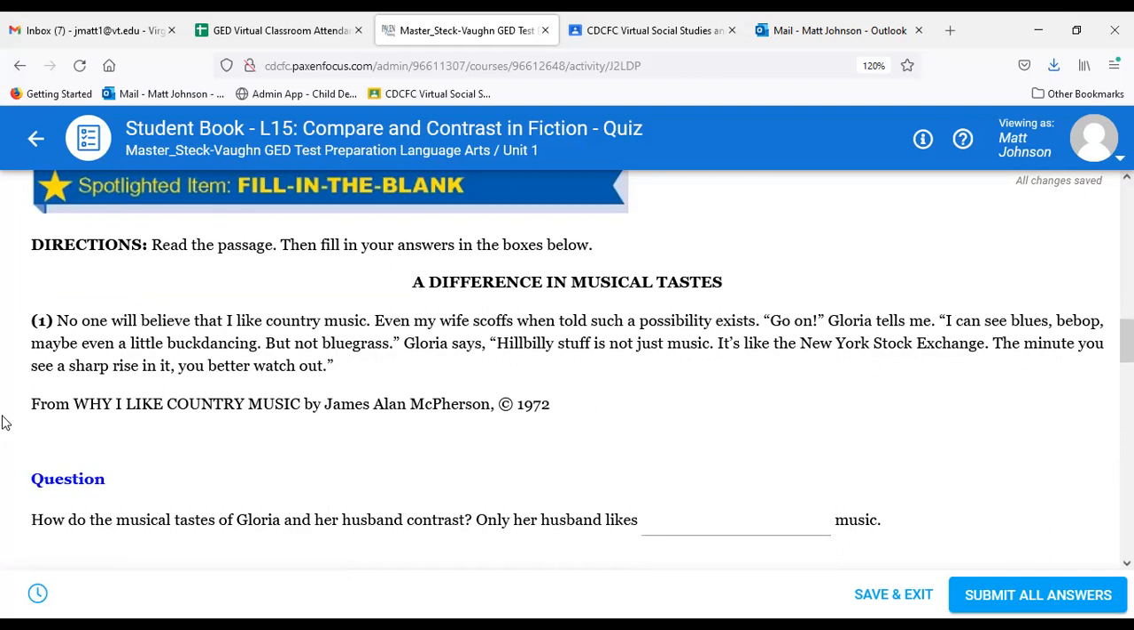We'll go ahead with question 2. How do the musical tastes of Gloria and her husband contrast? Only her husband likes country music? Yeah, country music.